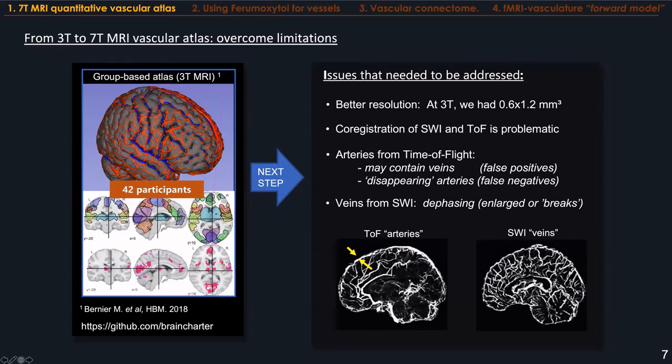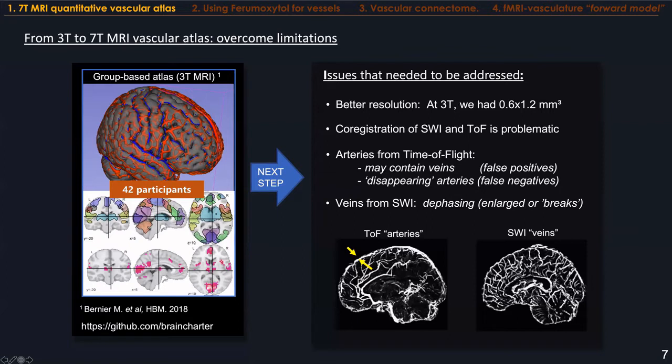Also, one thing that we often disregard is co-registration of SWI and time of flight. When you build a vascular atlas like this, and you want to get the arteries from the time of flight and the veins from the SWI, you need to put them in the same reference to make this atlas of the vasculature. But they don't share common structures that much. So that means that when you do co-registration, you rely on putting them on the T1 and then on the MNI space, let's say. So you're not really sure if in the intra-subject space those two modalities really align. So we need to find a solution for this.